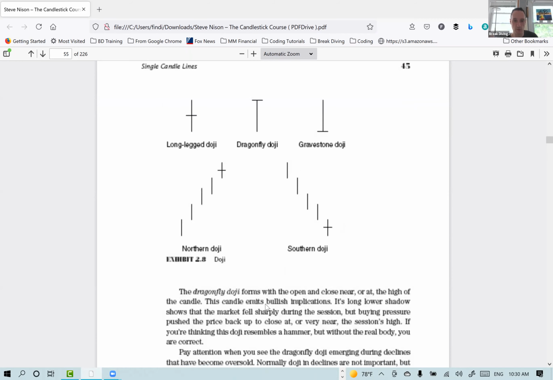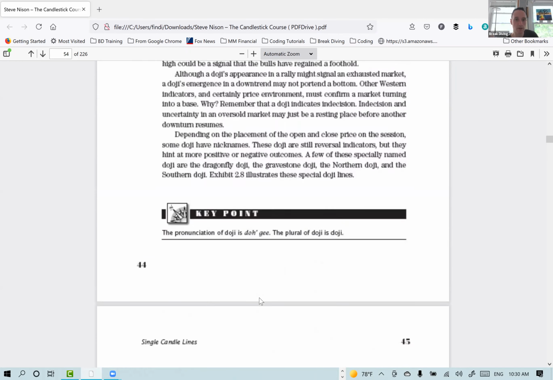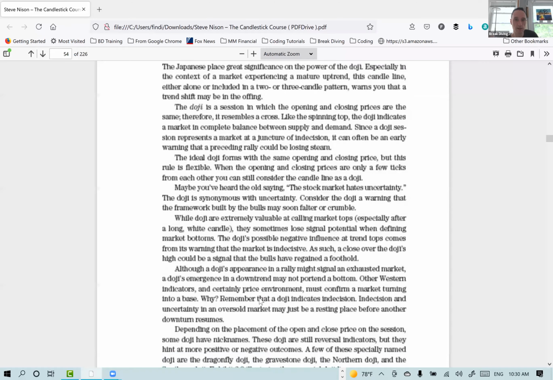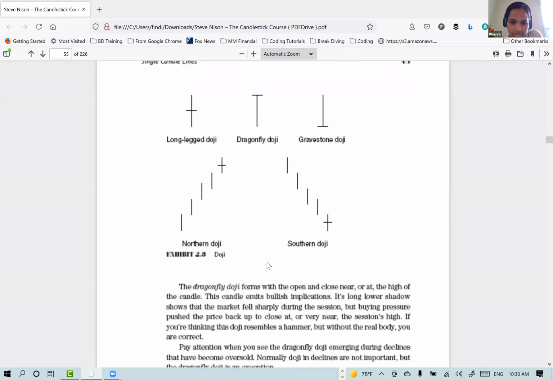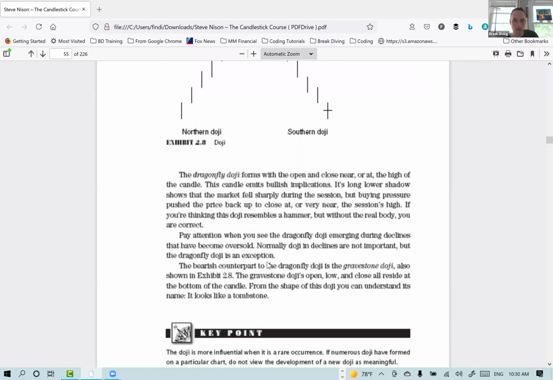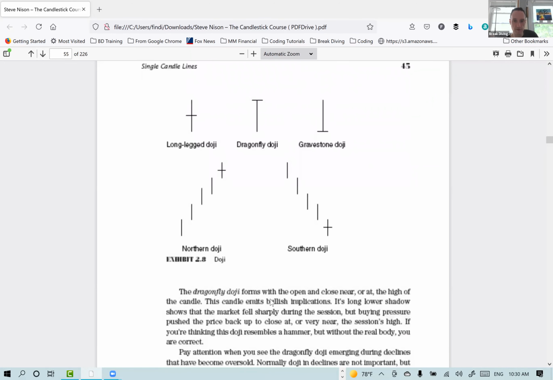Dragonfly doji forms with the open and close near the top. What is a long-legged one? Where's long-legged? It has an upper and lower shadow. Dragonfly with open and close near the top emits bullish implications.